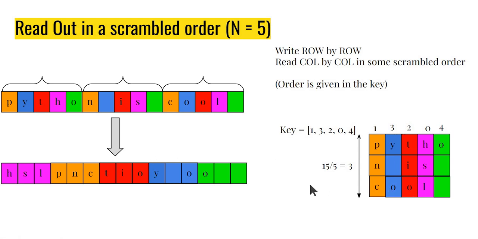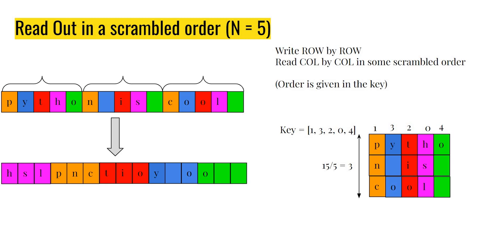Now, clearly, the order is given in the key, but if the key were, for example, in this case, 0, 1, 2, 3, 4, then nothing changes. I'll just read 0, 1, 2, 3, 4. So I'll be back to wherever I was. Which means that this scheme that we are looking at now is a more general representation of the transpose scheme.